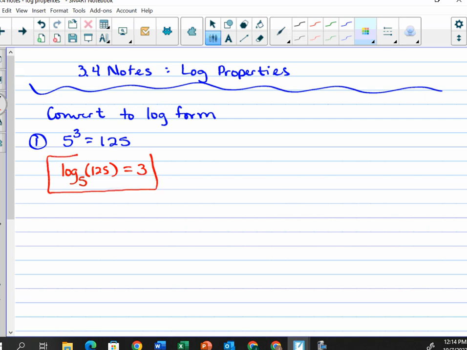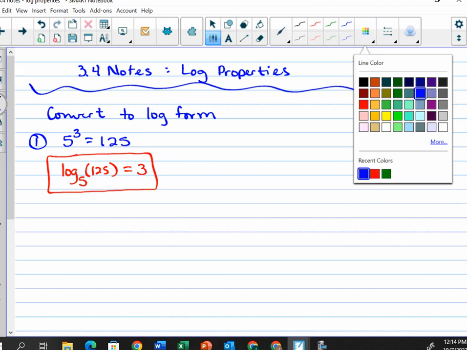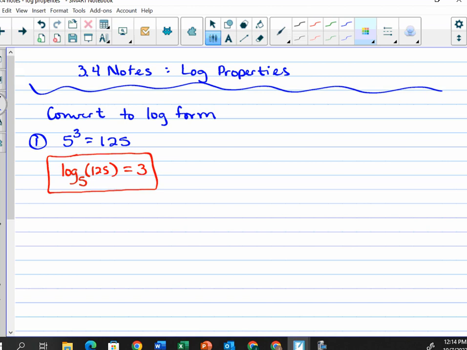So example 1 done. They're all just kind of real short like this. There's not a ton of work to show. All right, 6 to the negative second equals 1 over 36. So you guys try, write it in log form.